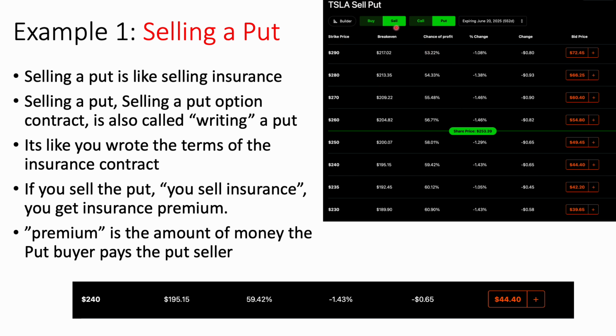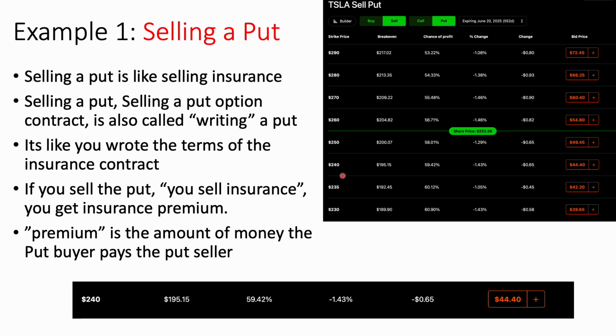So over here we have selected sell, put. This is the expiration date. The share price in the center is the current price of Tesla stock. And over here you got the bid. The bid just means how much insurance premium you're going to get for selling the contract, or if you're buying the contract, how much insurance premium you have to pay. And here's an important thing, the strike price. It's all on the side.